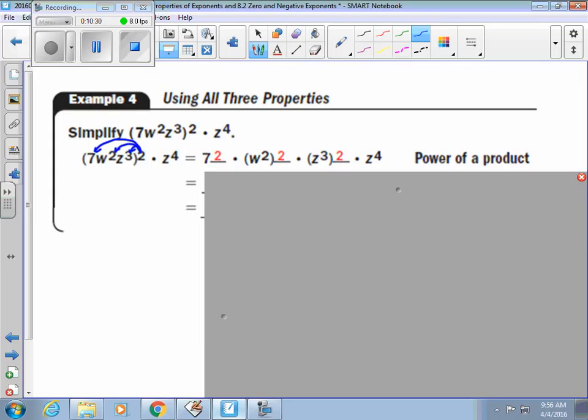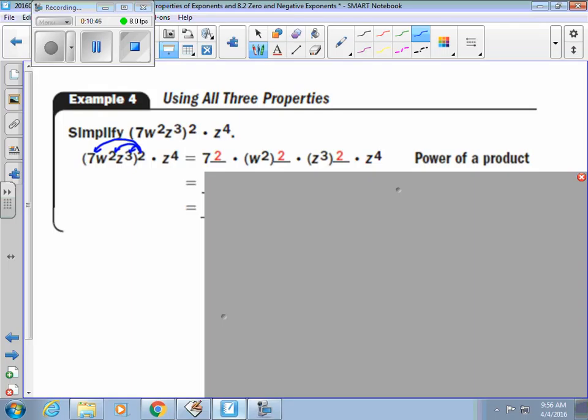7 squared. W squared squared. That's how you would read that. Z cubed squared and z to the fourth. So all of those are powers to powers. That means to multiply, not add. 7 squared is 49.